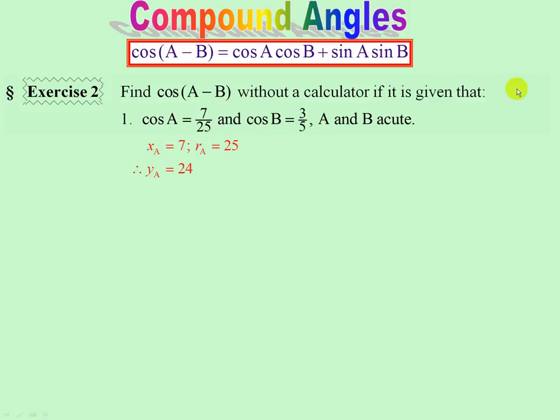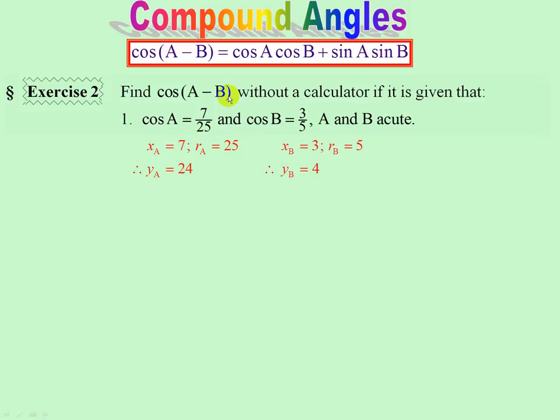Angle B, x over r, so therefore x is 3, y is 5, and that's pretty straightforward. Sorry, r is 5, I think I might have said y is 5. Y is equal to 4.